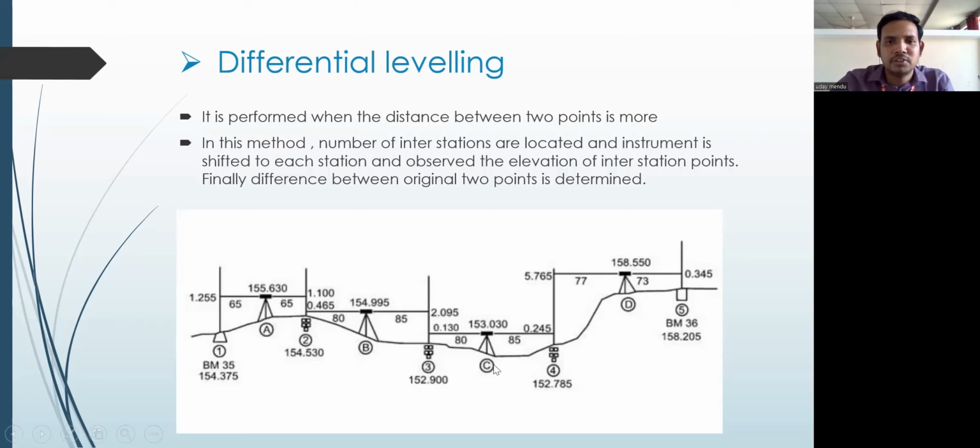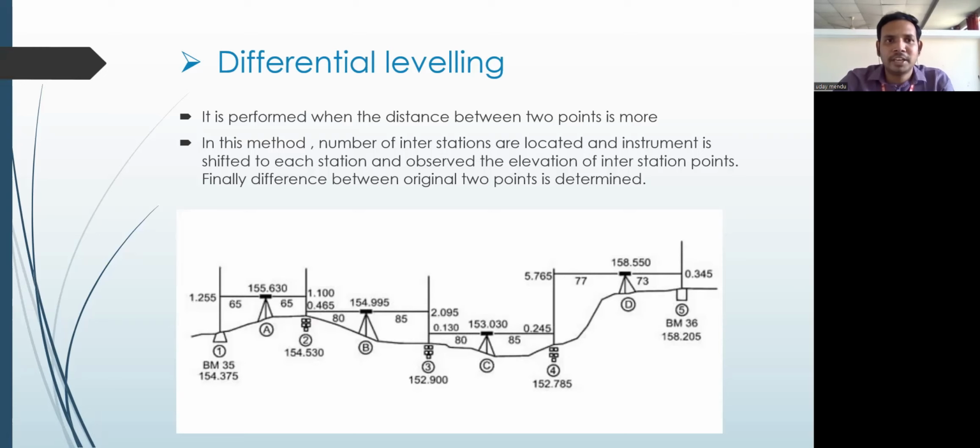Next, you will be shifting the instrument to point C and getting the difference of elevation between the two points 3 and 4. And you will be shifting the instrument to point D and getting the difference of elevation between the two points 4 and 5. Now, ultimately, you get the elevation of point 1 and the elevation of point 5. If you take the difference of elevation between the two points, you will get the height between point 1 and point 5. So this is about differential leveling.